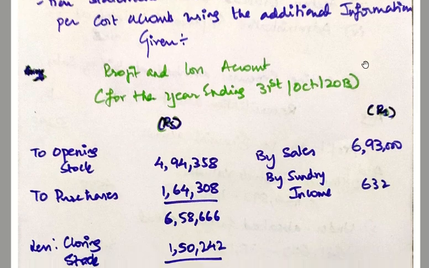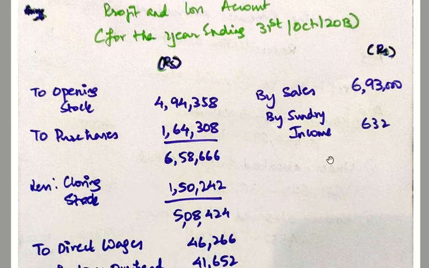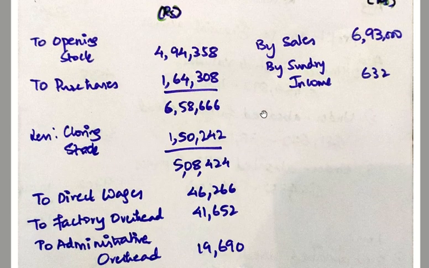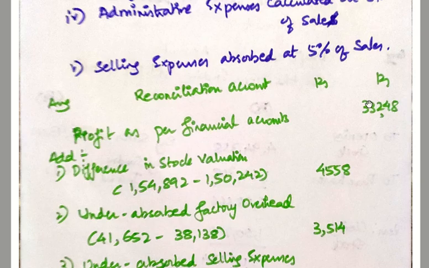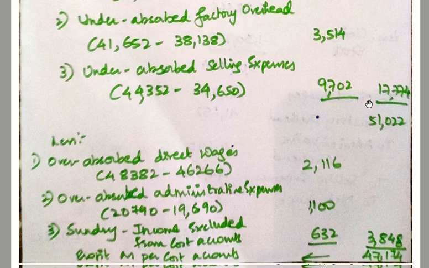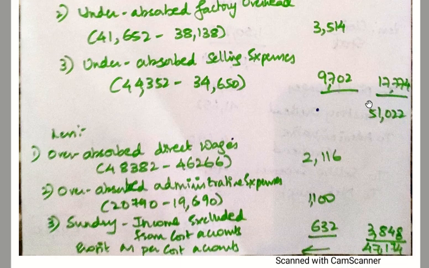Now if you see in the question, we have sundry income which is included only in your financial account, which is 632, but not included in your cost account. Okay, so expenses excluded from your cost account will be added, but here we are inversing it, so we are minusing it, which is 632.